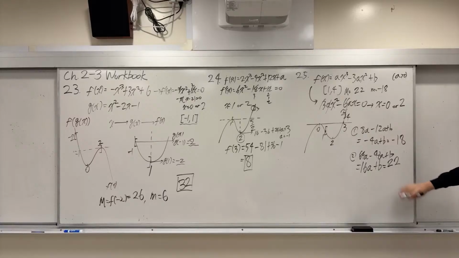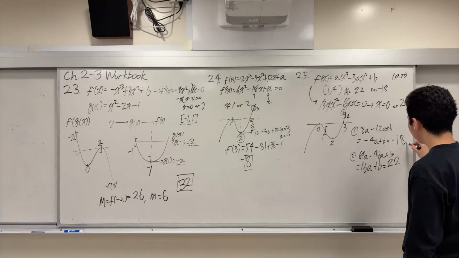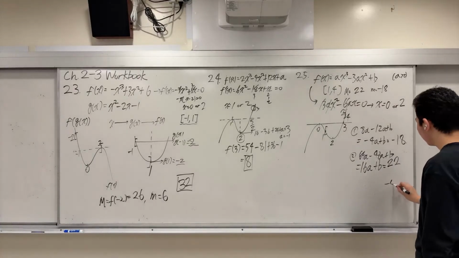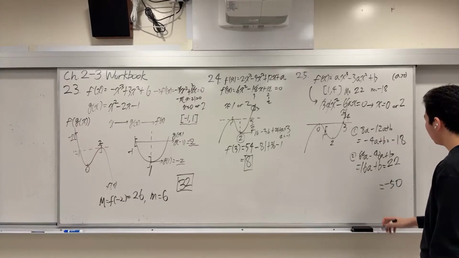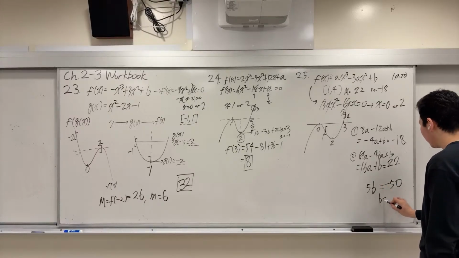And we can solve the system of equations. Why don't we multiply this one by 4, right? So 4 times negative 4a is negative 16a, 4 times negative 18 is negative 72, and if we add them up, 72 minus 22 is negative 50, is going to be equal to 5b. So b equals negative 10.